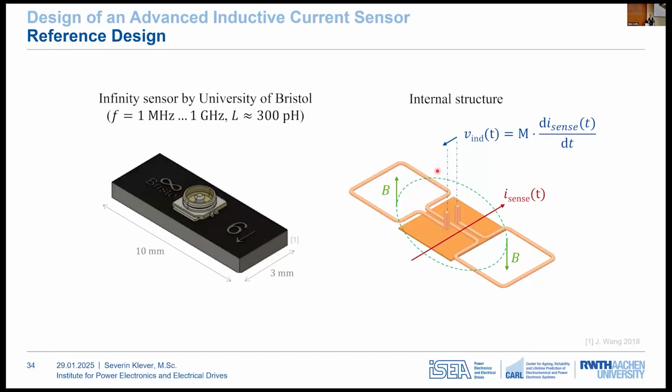One of the top performing inductive sensors at this moment is the Infinity sensor from Bristol University, which has a frequency range of 1 megahertz to 1 gigahertz and a parasitic inductance around 300 picohenry. The internal structure of the component is shown on the right, and you can see that the sensor consists of 2 pickup coils that are positioned on either side of the current to be measured and enclose part of the magnetic flux. So by the law of induction, changes in the current I sense will induce a voltage at the output, which allows the current calculation in post-processing.